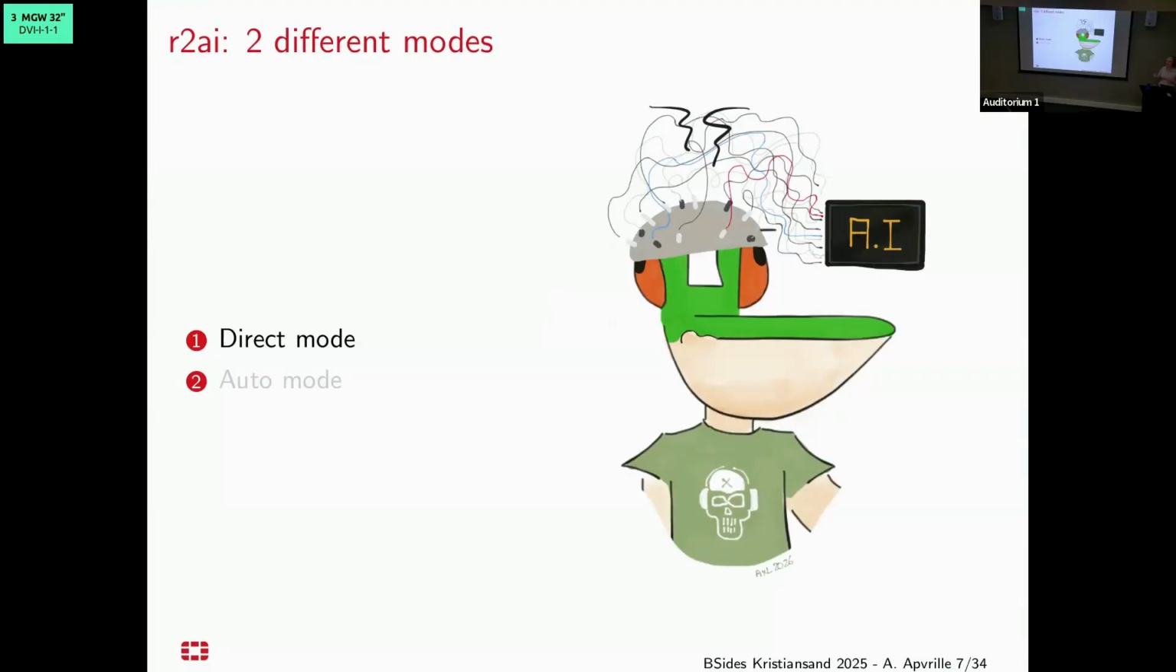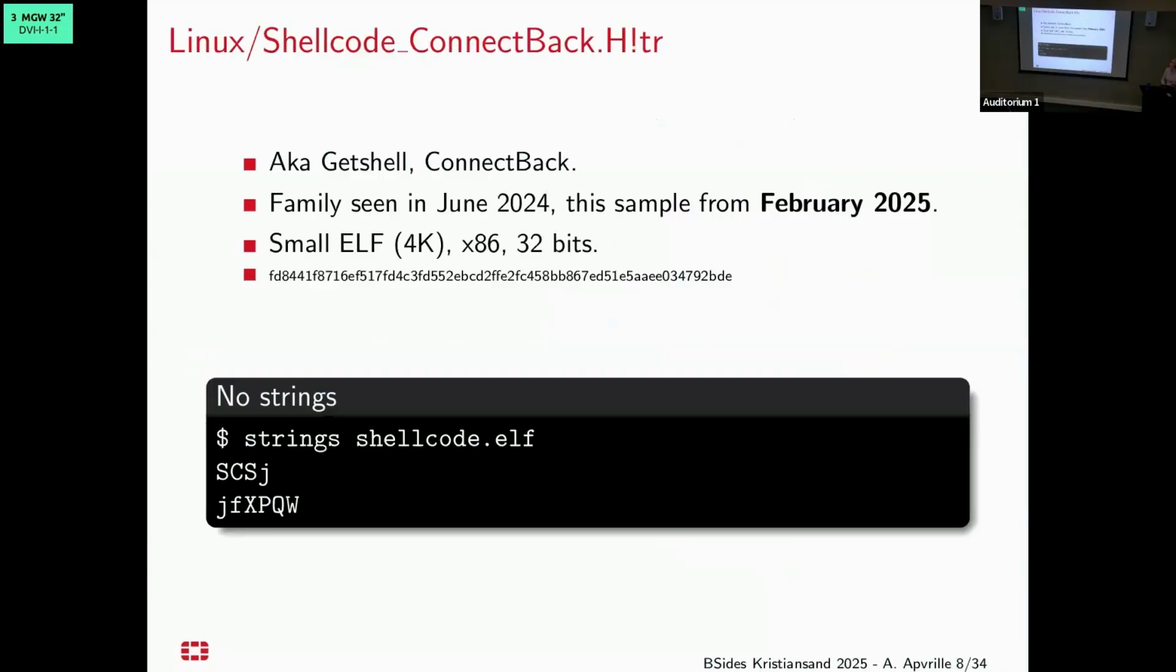So when we have a malware and we want to do something about it and get some assistance from AI, we have two different modes with r2ai, the direct mode and the automatic mode. I'm going to use a case as an example. It's a little bit like shellcode. If you were at the talks a little before lunch about shellcode, this is a malicious shellcode which is used on compromised Linux hosts, and we want to reverse that one.